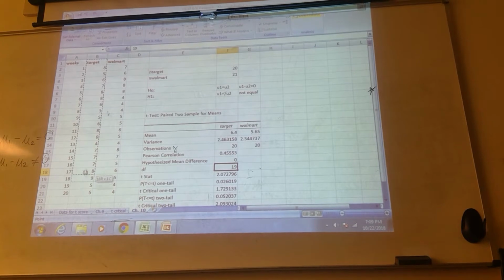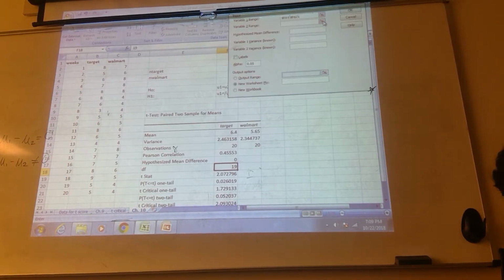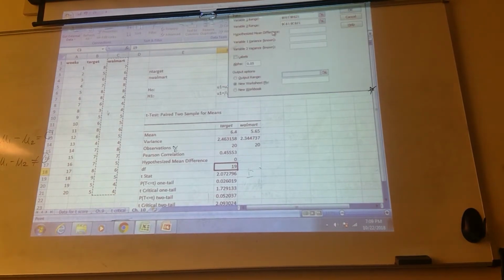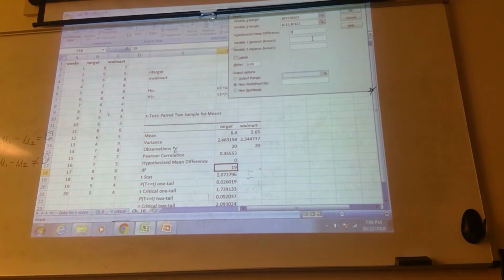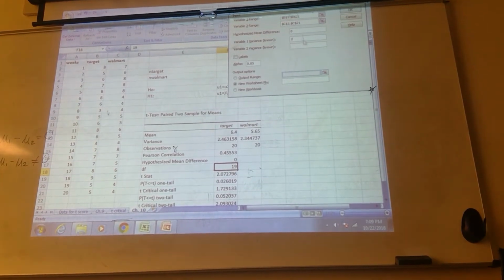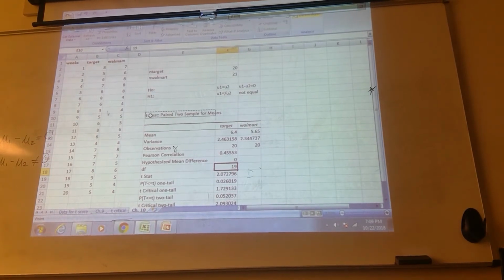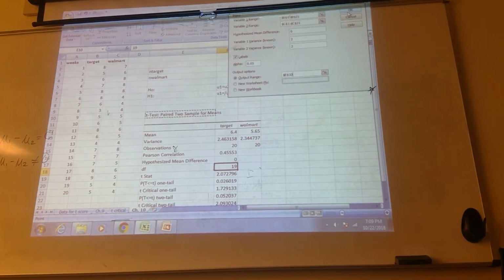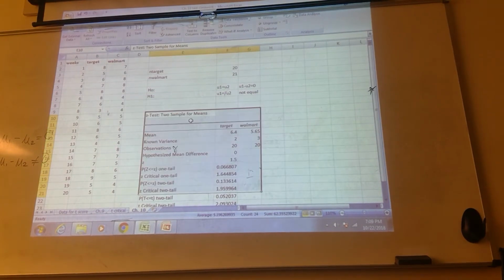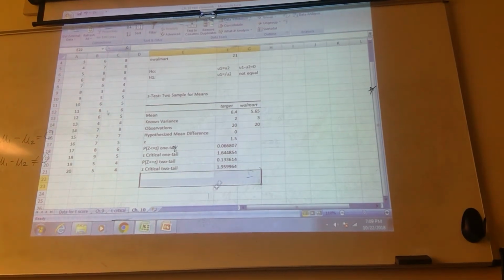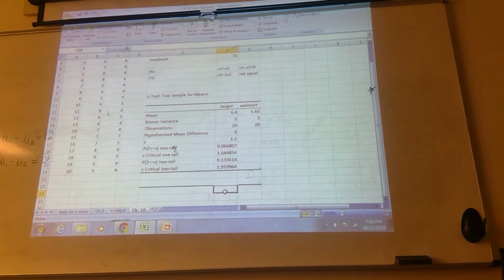Let's do this again. Target. Highlight it. Hypothesized mean difference is 0. Variable, this should be 2. This should be 3. Labels. And we're going to just click it right here. Why did you use variance 1 as 2 and variance 2 as 3? They should have given it to you in the thing. So it was supposed to be given. All right, sorry about that.